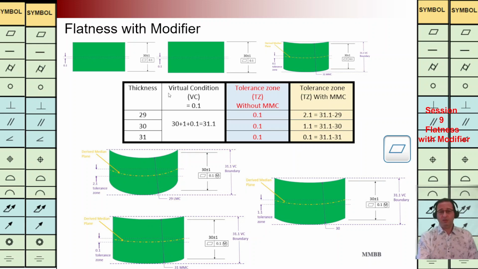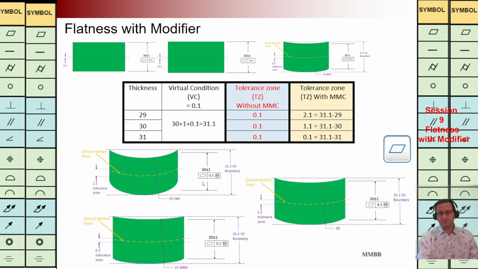First, we are going to calculate the virtual condition. For this component, MMC is important. We are going to calculate the maximum distance between two horizontal planes. It can be 31.1. No matter what is the thickness of this component, for all thickness, the tolerance zone has a constant value 0.1. Let's add modifier here.